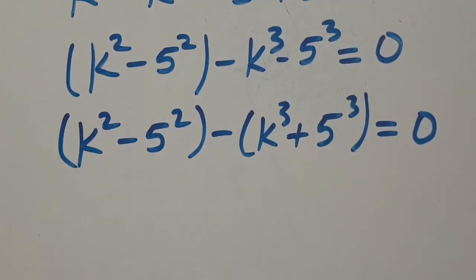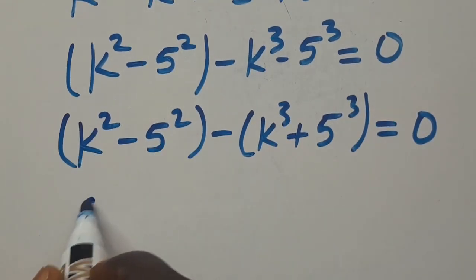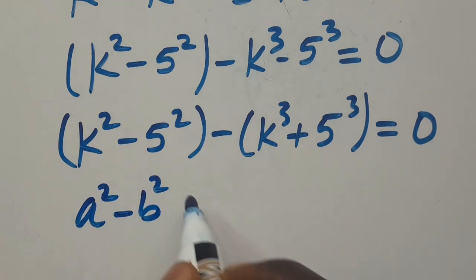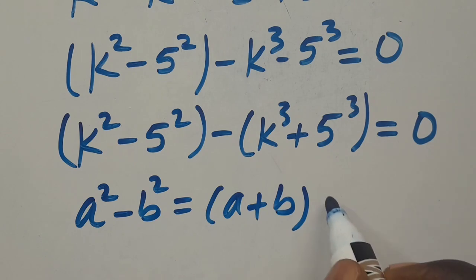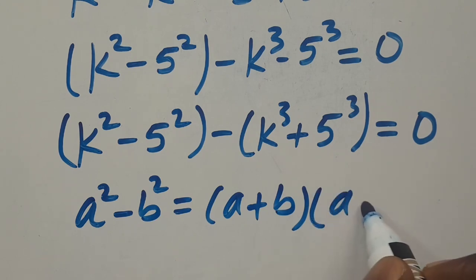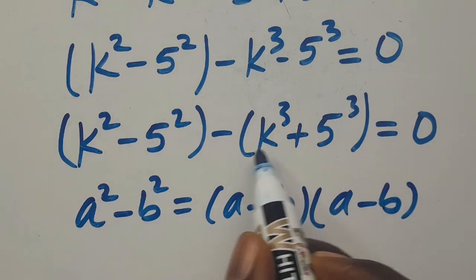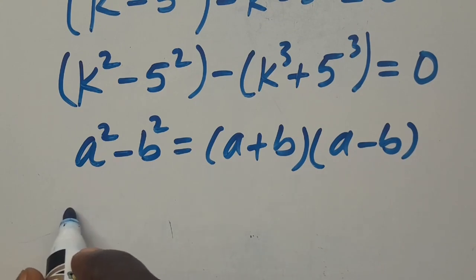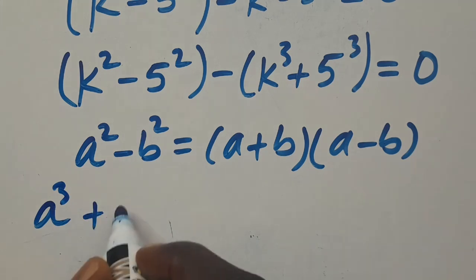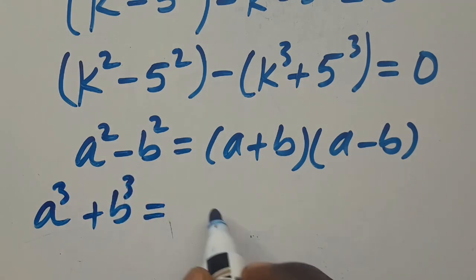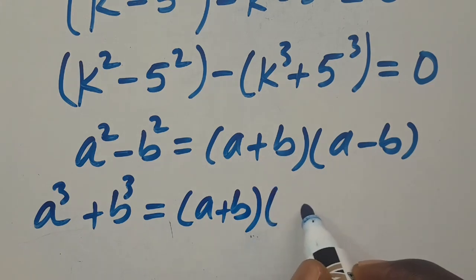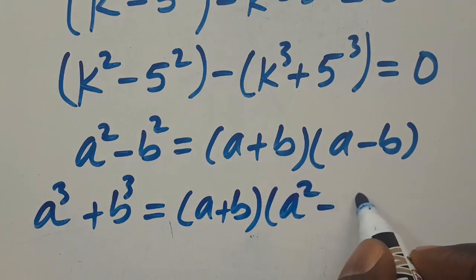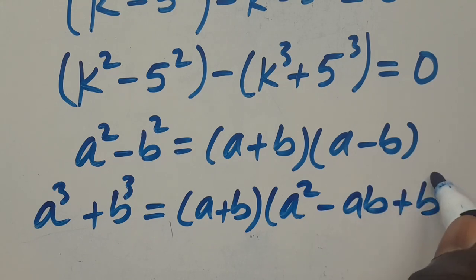Then let us recall that this is difference of two squares, when you have a to the power of 2 minus b to the power of 2, this equals open bracket, a plus b, we close the brackets, again open bracket, a minus b. This one is sum of two cubes, and when you have a to the power of 3 plus b to the power of 3, this equals a plus b, all in bracket, multiplied by a squared minus ab plus b to the power of 2. Then we close it as this.